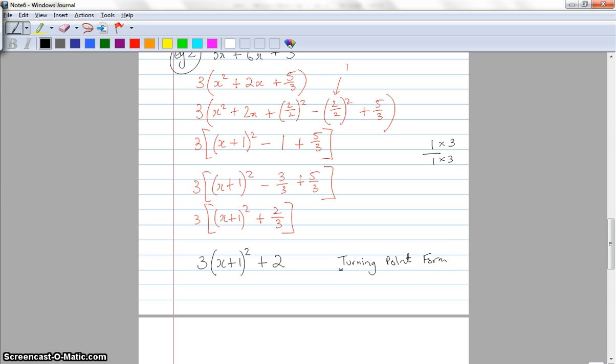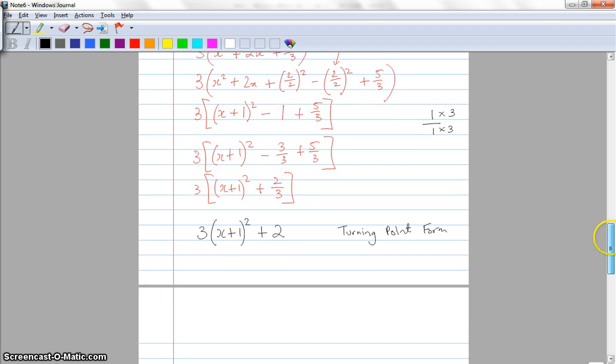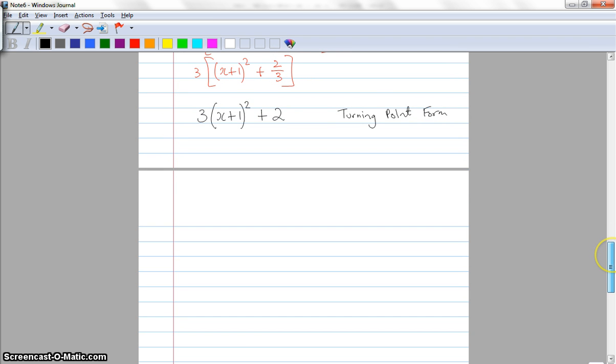Now some of you have seen that in the normal maths you've been doing, core maths. Some of you have seen that, some of you haven't. But that's the turning point form just there. We've kind of looked at that in advanced maths as well, so hopefully you recognize it from there. Okay, I'm going to show you one more example of completing the square.